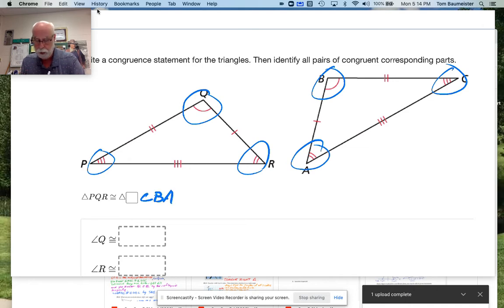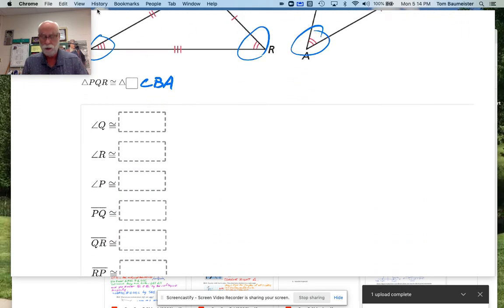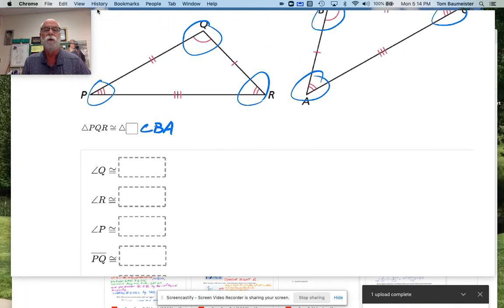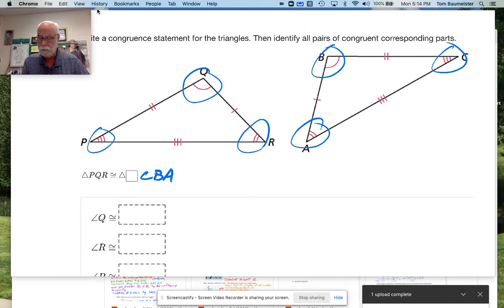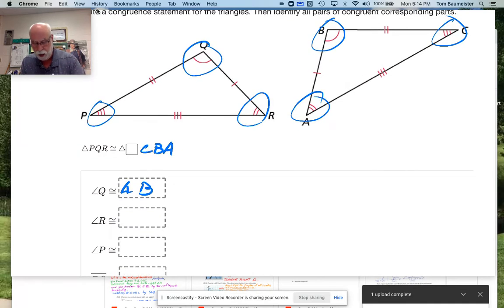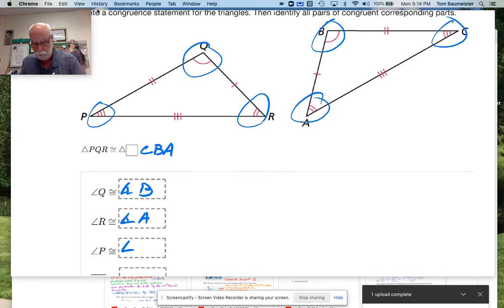Okay? So now we can again match everything up. So I think the rest of it is a drag and drop. All right, so look at our Q. Which one is the same as Q? Well, that's going to be angle B. Which one is the same as R? R is 2. So that means it's going to have to be angle A. And then that would make P and C be the same.